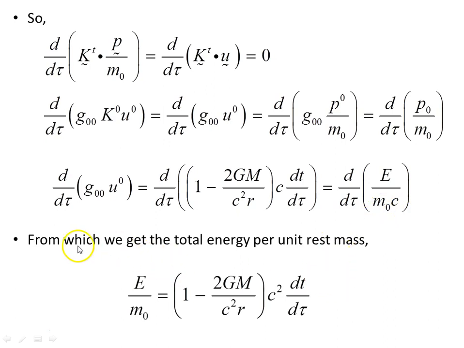Now from here we can see, if you look here, d/dτ here and d/dτ here, look at what's in the brackets. You have this argument in here, and so we can say that E on m0 is this object, multiplying that c across, because what's inside the brackets here is equal to what's inside the brackets here. And so we have the total energy per unit rest mass, E on m0, the total energy that includes everything.